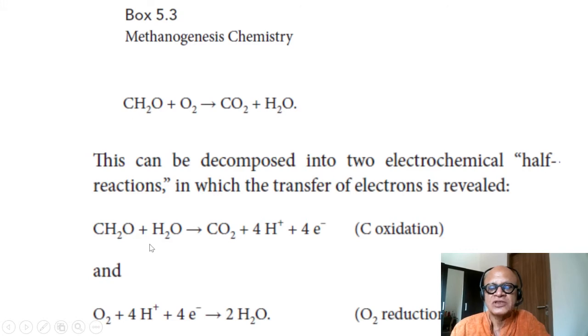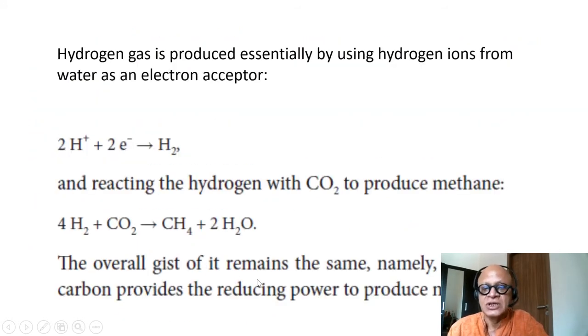So CH2O plus H2O gives us CO2. Remember, this is a reduced form of carbon. When you do that, you're going to release electrons and H plus, so you are going to get CO2 plus 4H+ plus 4e-. This is the oxidation reaction of the carbohydrate, and we are going to get the oxygen reduction reaction, which is the other half of this reaction. So O2 plus 4H+ plus 4e- is going to give us 2H2O. You can add that up and get a net reaction out of that.